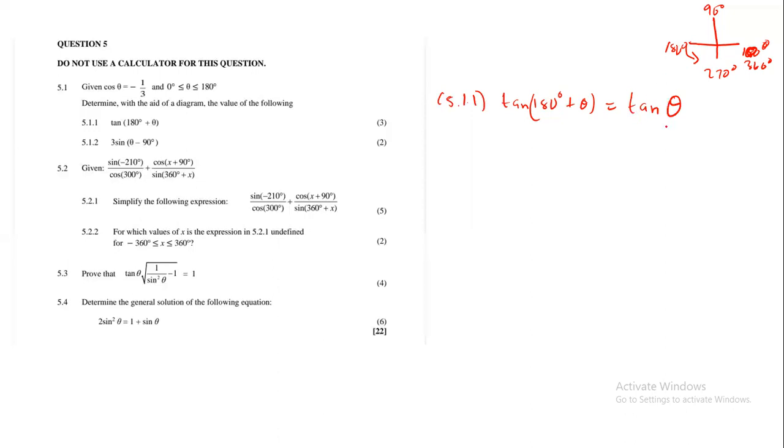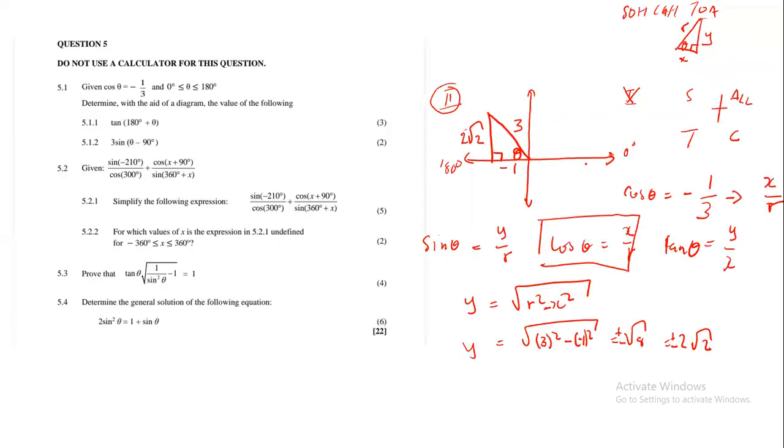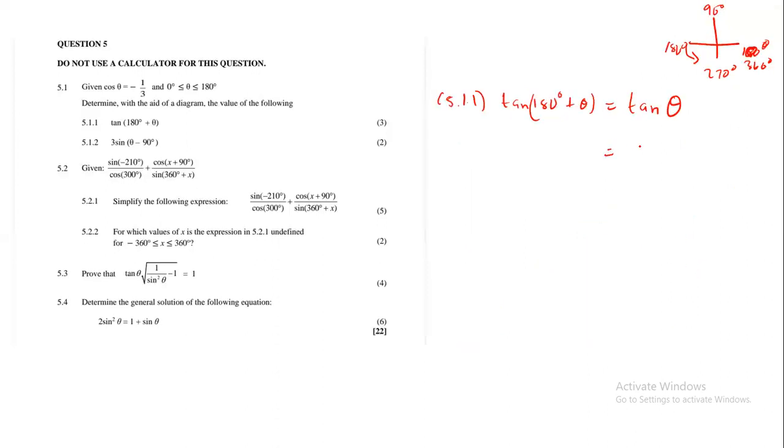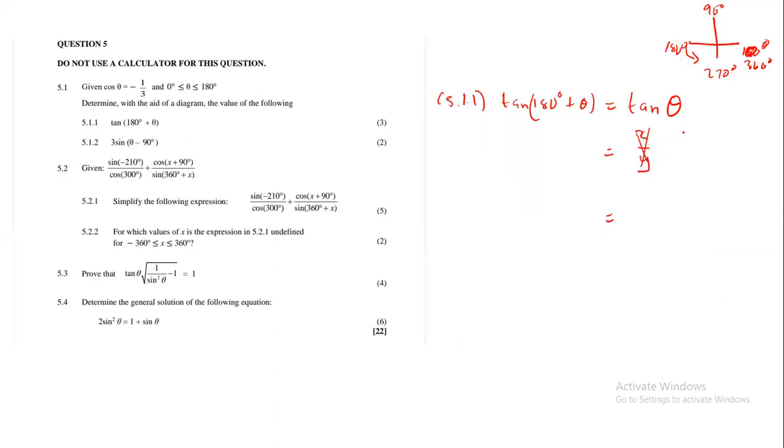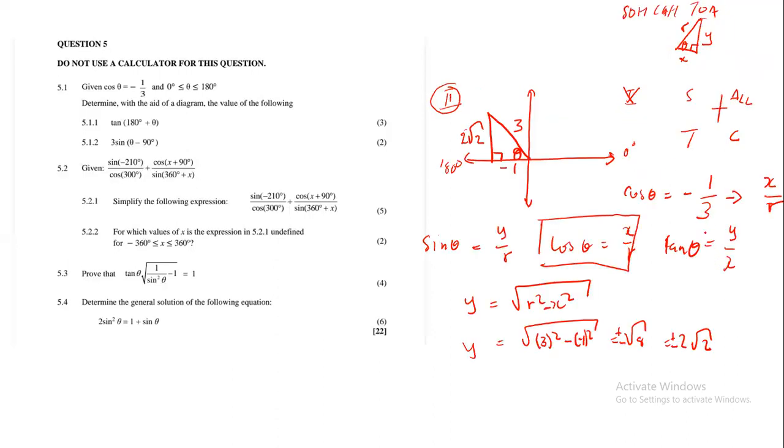And therefore, now we can simply determine the numerical value of tan theta using our diagram. So we go back to our diagram and we are going to use SOHCAHTOA. TOA is for tan. So what is tan? Remember, tan is y over x. Sorry, it's y over x, not x over y. Tan is y over x.